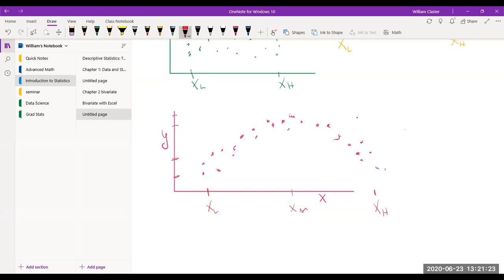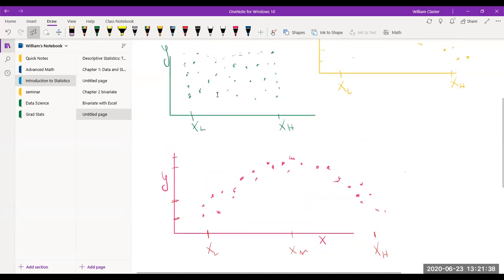Okay, does everyone understand? It doesn't have to be a linear relationship to say there's a relationship. It just means there's some relationship between the two variables. Whereas, like we said in this one, there's no relationship, right? If I know about X, it doesn't help me at all in knowing about Y. Okay, does everyone get that?